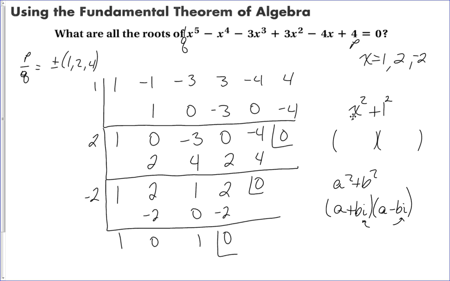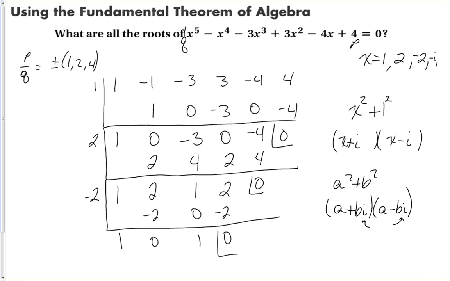Since this factors into a plus bi and a minus bi, this is going to be x plus 1i. This is going to factor into x plus 1i and x minus 1i. So then we're going to have negative i and positive i.